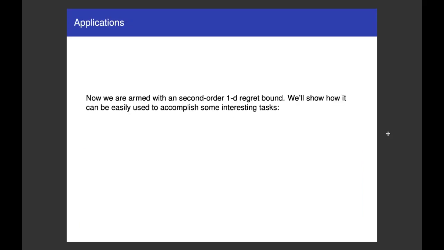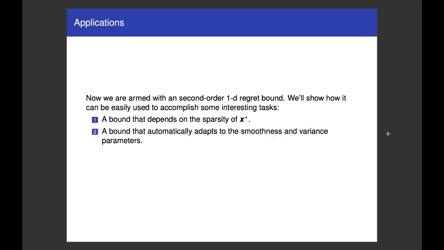All right, so now that we're armed with the second order regret bound, we can show how to accomplish some interesting things. So first, we'll find a bound that depends on the sparsity of x star. Then we'll adapt to smoothness. And then finally, we'll adapt to strong convexity. Now, the rest of this talk will be hopefully a little bit less dense in details. I think these applications show the power of these types of regret bounds, and that we use the algorithm almost as a black box to get some interesting things.